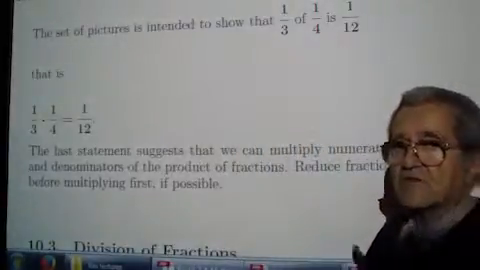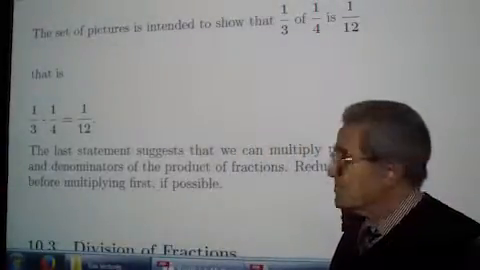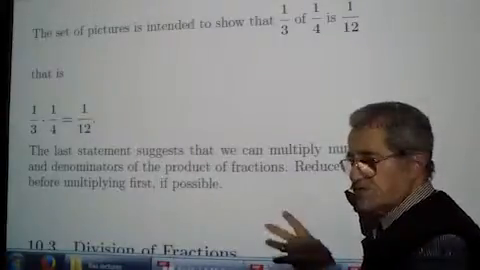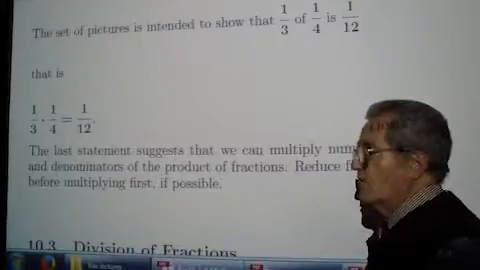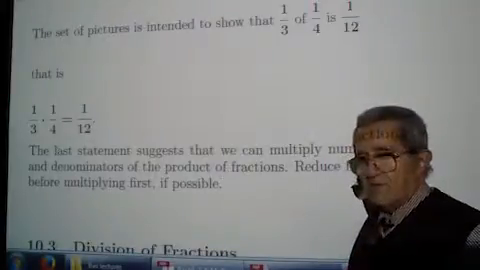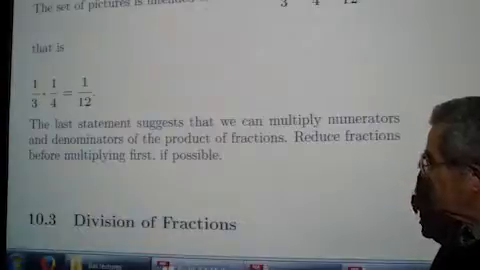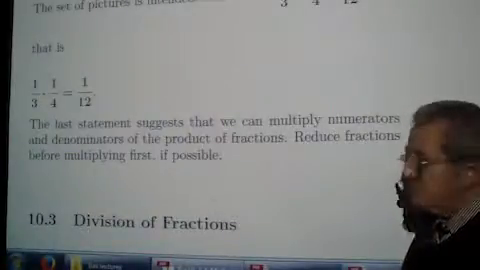But before that, try to reduce if possible. Okay? We didn't get involved with reduction here. This was just a simple illustration of why you may be able to multiply 2 numerators and 2 denominators when you multiply 2 fractions. Okay?